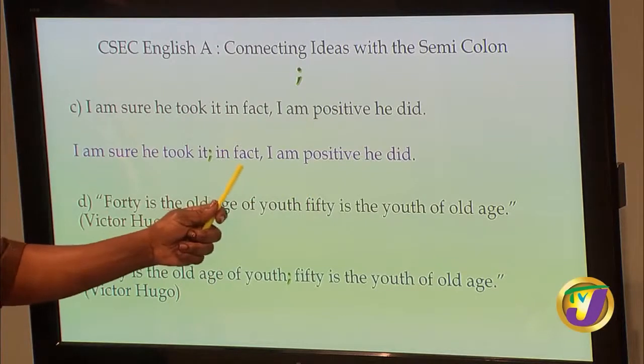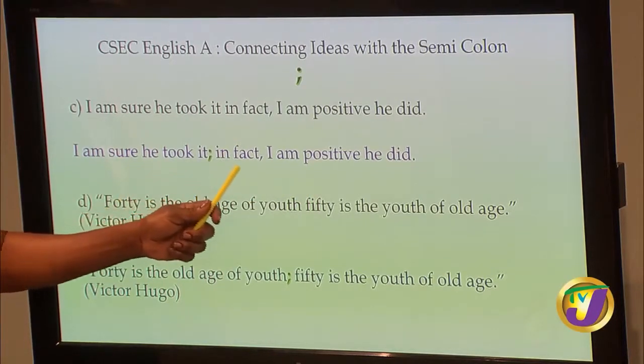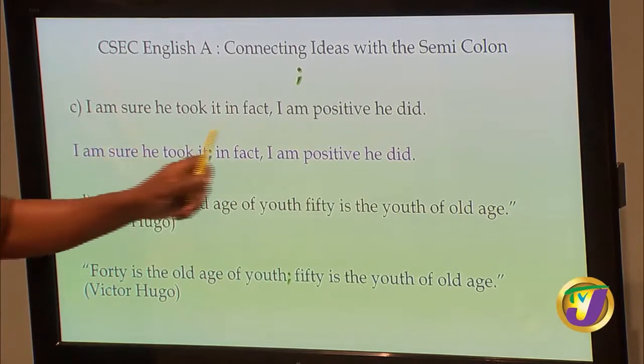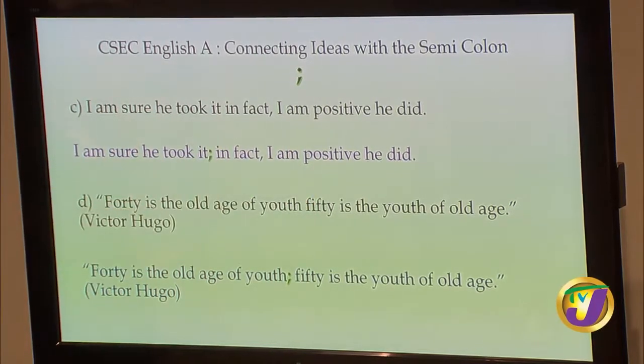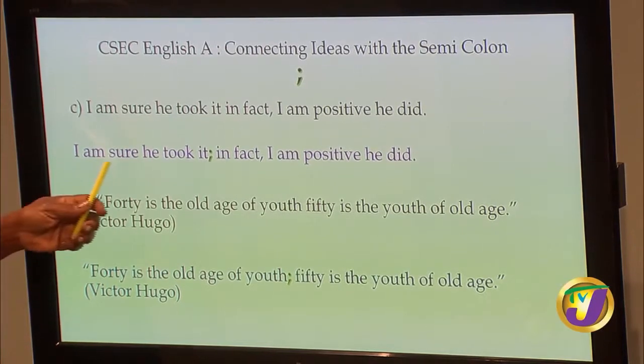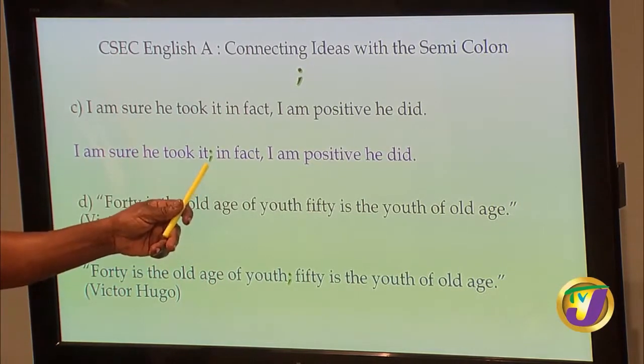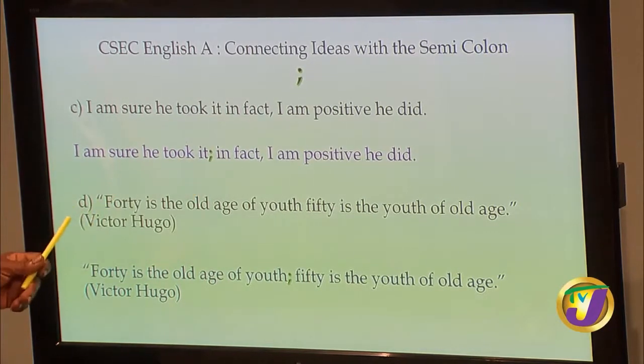So we have a transition and the person is continuing to express. So he took it and I'm positive he did. The ideas are so close, all right, that I do not want to separate them. I would like to show the connection. So the semicolon goes here. All right. Look at D now.